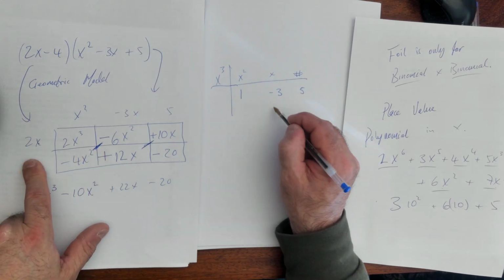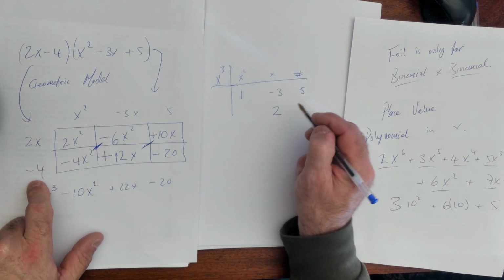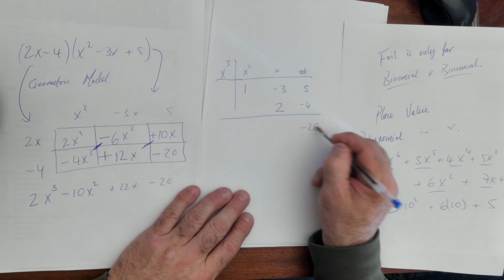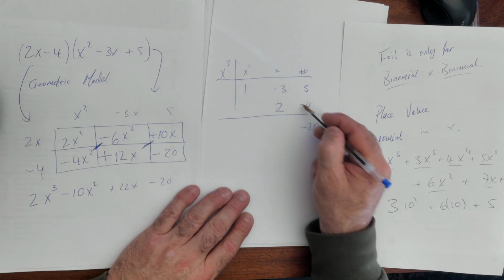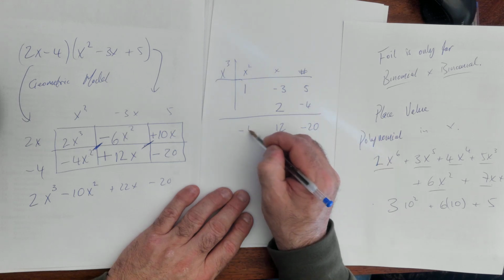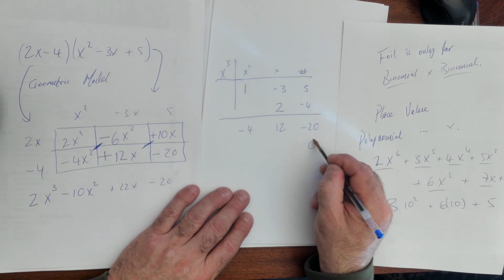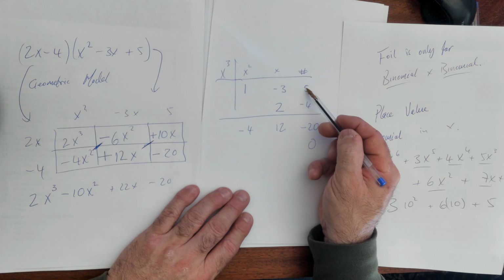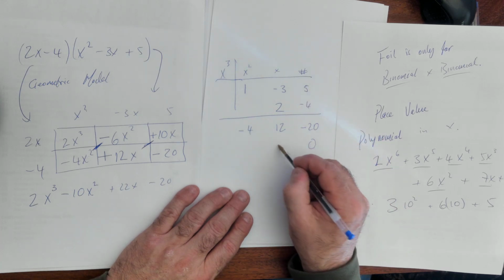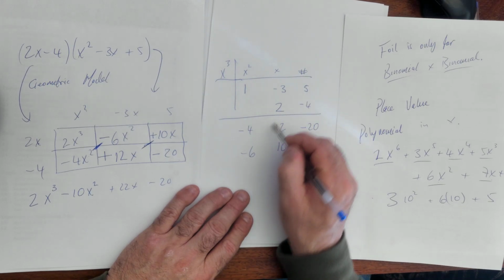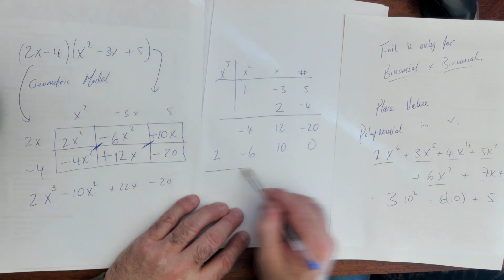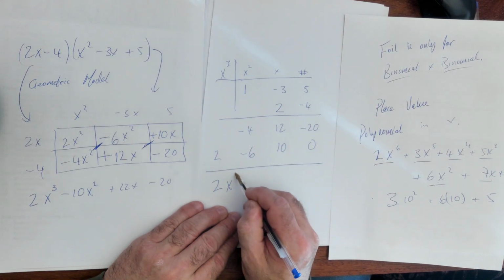And we're multiplying it by 2, which goes in the x column, and negative 4, which goes in the number column. Multiply them together, we get minus 20. Multiply them together, we get 12. Multiply them together, we get minus 4. Okay, now 0 goes here because this is an x term by a number term, so we don't get any pure numbers from it. We get 10, negative 6, and 2, which has jumped out into the x cubed. And we get 2x cubed from here.